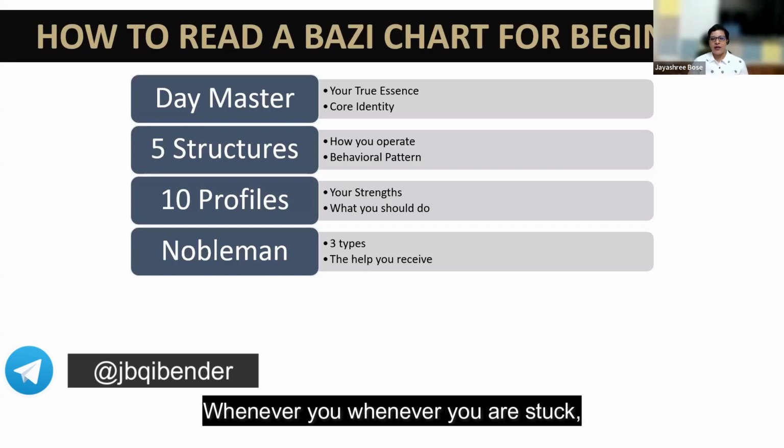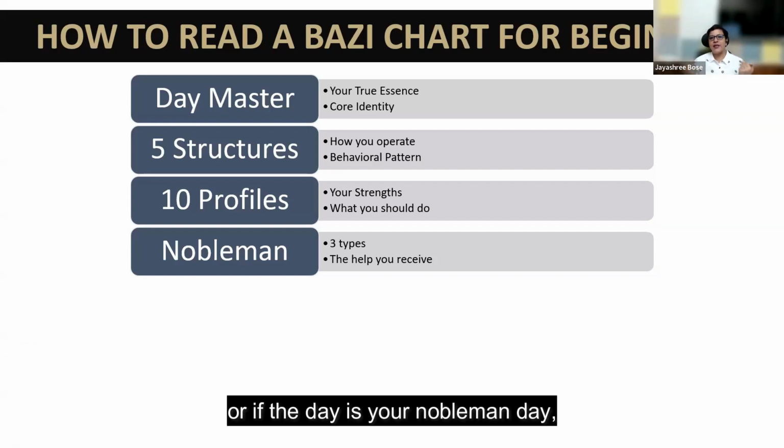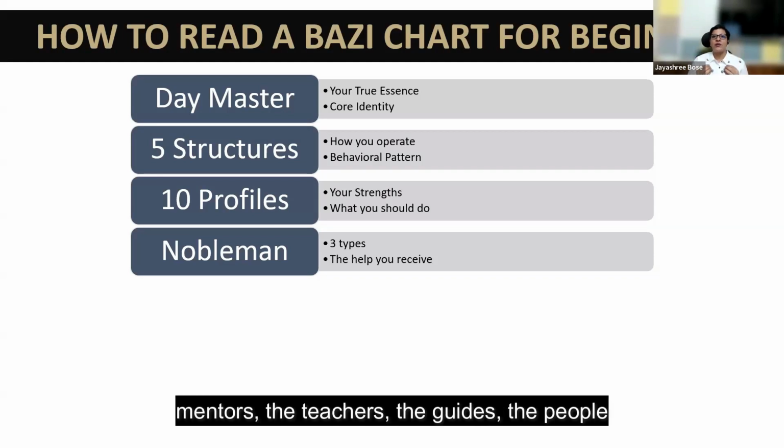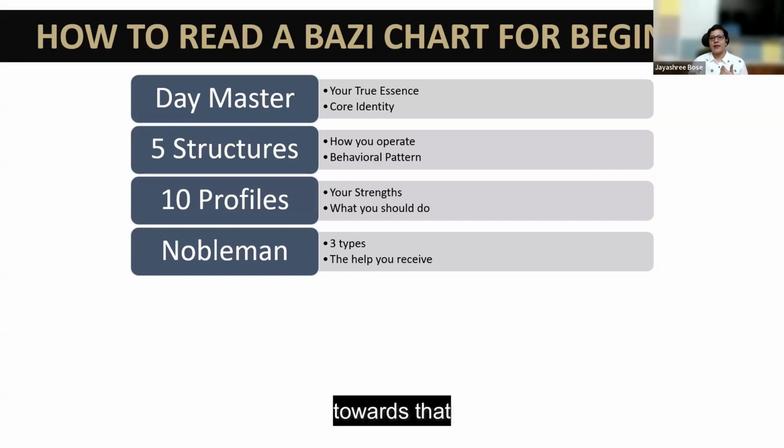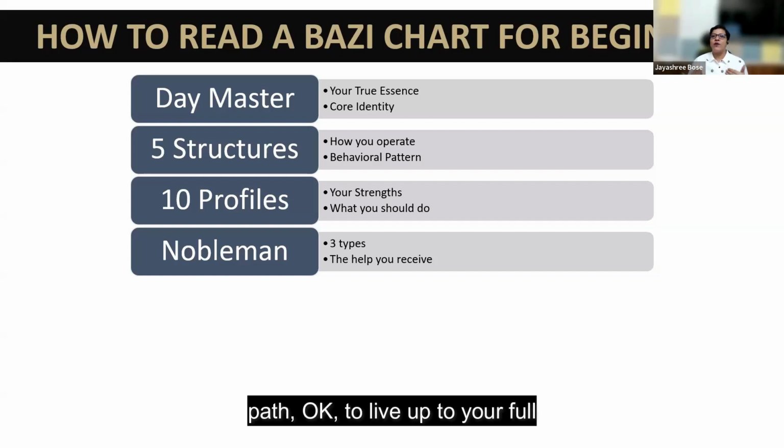Whenever you are stuck, you will look into your nobleman. If you're going through your nobleman luck, or if the month is your nobleman month, or if the day is your nobleman day, or if you already have a nobleman in your chart, then where is it located? So nobleman is a good way to find the mentors, the teachers, the guides, the people you need in your life to help you move ahead in your life, or rather to become the better version of yourself. These are the people who can guide you towards that path, to live up to your full potential.